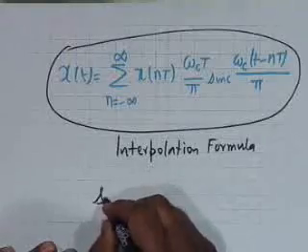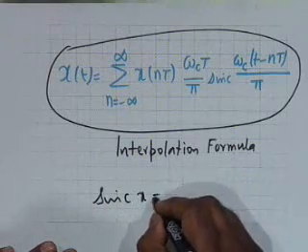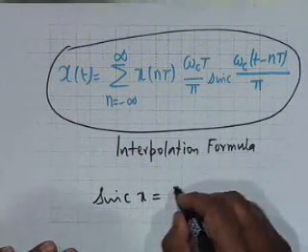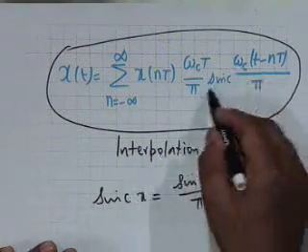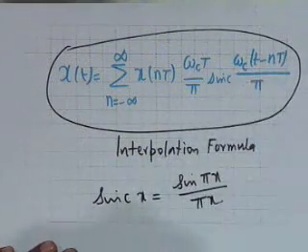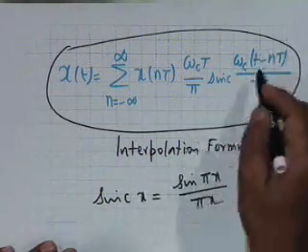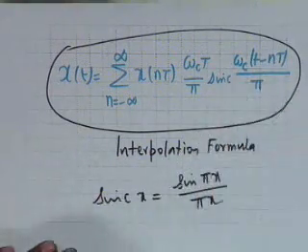Do you recall the definition of sinc x? Sin pi x divided by pi x. That is, sine of this divided by pi times this. This is why pi occurs here in the denominator.